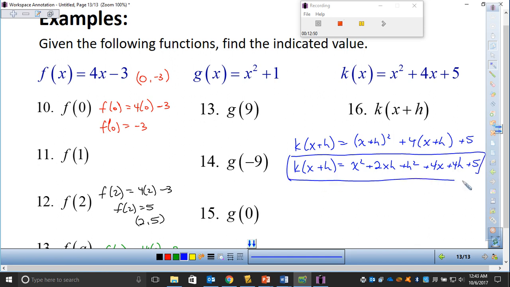So again, whatever the value you're looking for to evaluate, you're plugging that in for the different values of x.